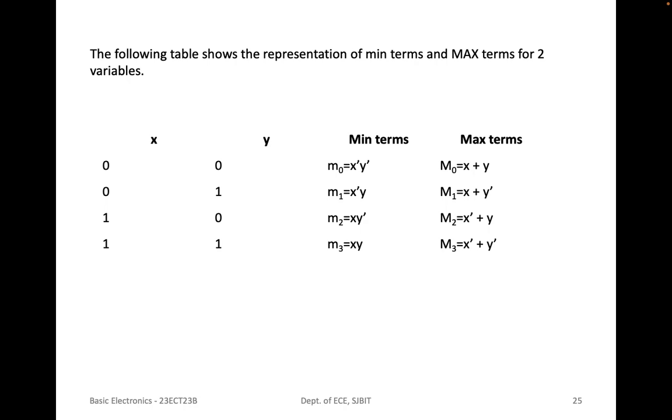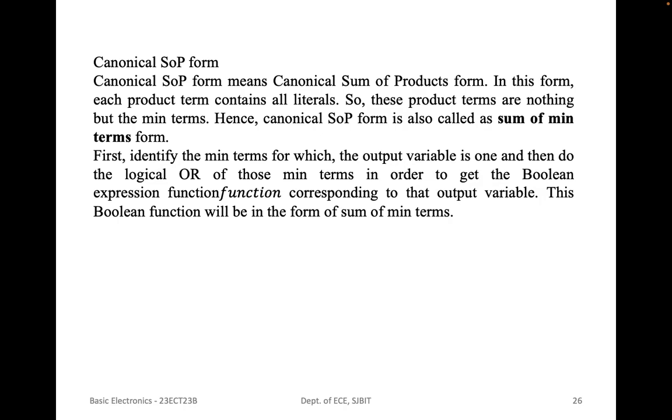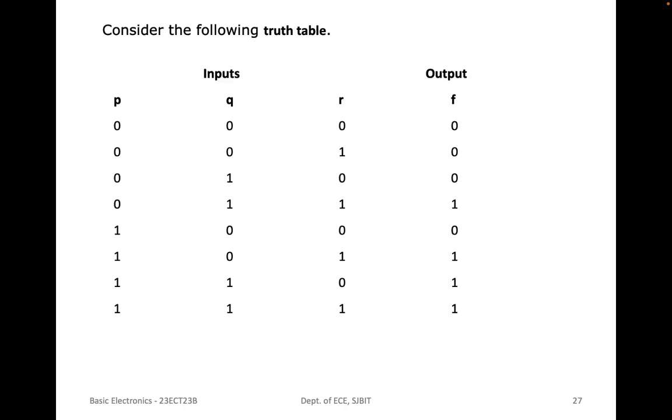So coming to the canonical SOP and POS forms, a truth table consists of a set of inputs and outputs. If there are n input variables, then there will be 2 power n possible combinations of zeros and ones. The value of each output variable depends on the combination of input variables. Each output variable will have 1 for some combinations of input variables and 0 for some other combinations. Therefore, we can express each output variable in two ways: one is canonical SOP form and the other is canonical POS form.